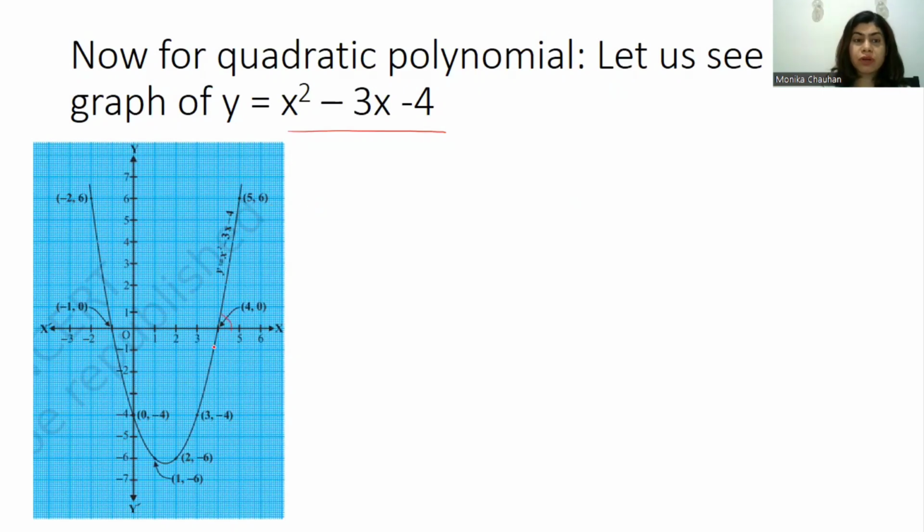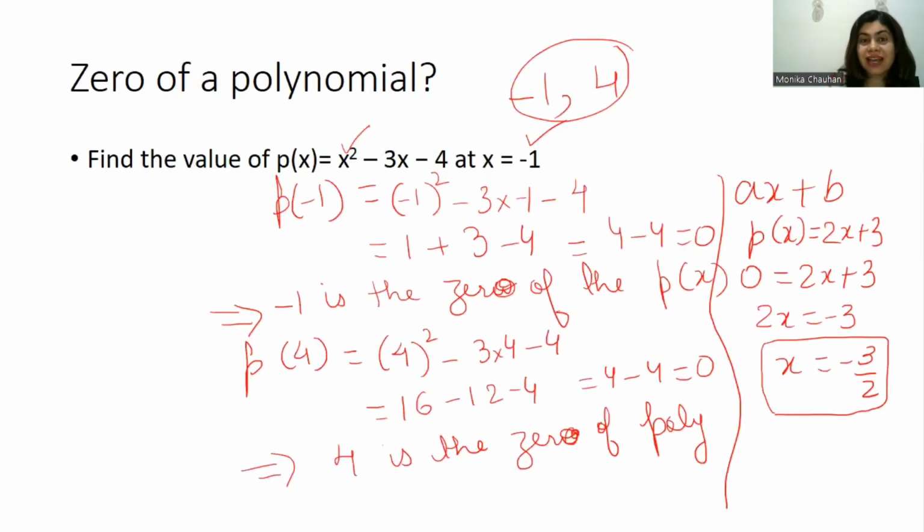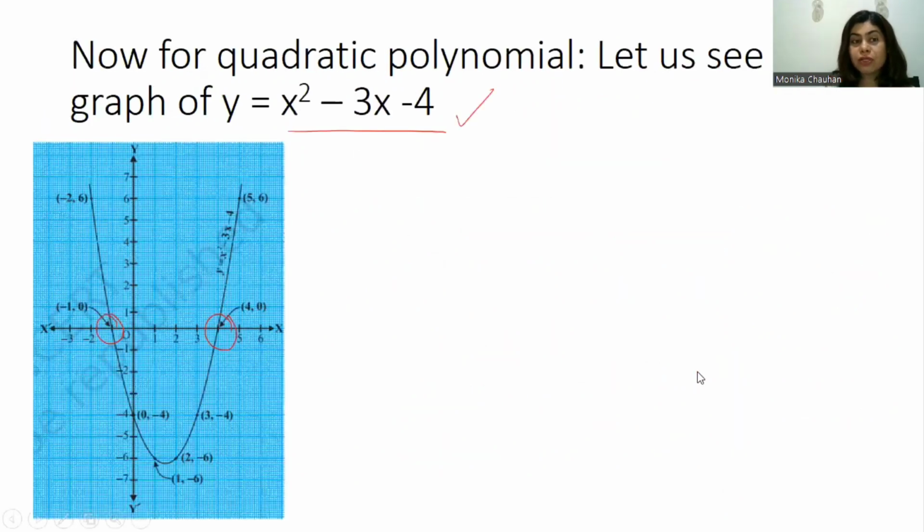I think this is my first point and this is my second point. Can you see that? So when you look for the quadratic polynomial, you can see on the graph that my graph is touching at -1 and 4 at 2 points. Can you remember this is the same polynomial I have taken? This is the same polynomial, x square minus 3x minus 4. At -1 it is coming 0 and at 4 also it is coming 0. We have proved it. Now you check on the graph also.